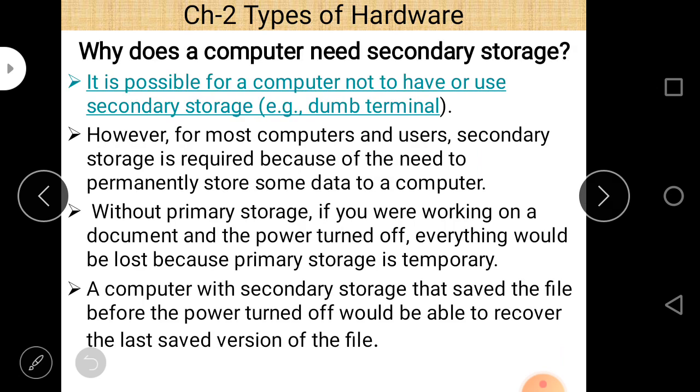And why does the computer need secondary storage? Because without secondary storage, if you were working on a document and the power turned off, everything would be lost, because primary storage is temporary. A computer with secondary storage that saved the file before the power turned off would be able to recover the last saved version of the file.